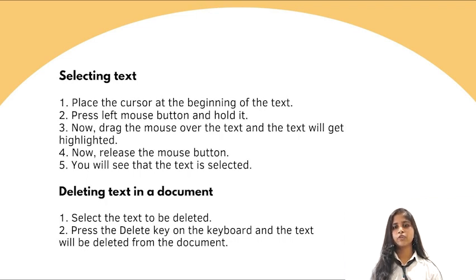So first of all, we have to place the cursor at the beginning of the text. Secondly, we have to press the left mouse button and hold it. Third, we have to drag the mouse over the text and the text will get highlighted. And then we have to release the mouse button. Lastly, we will see that the text is selected.